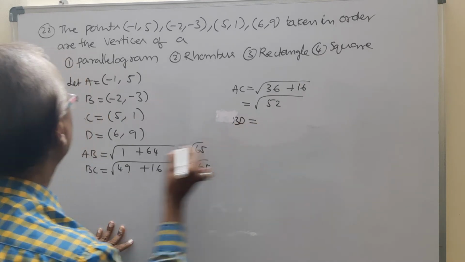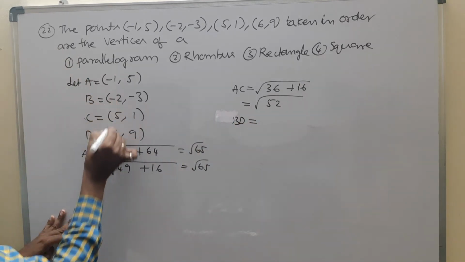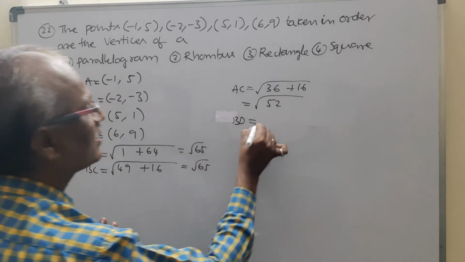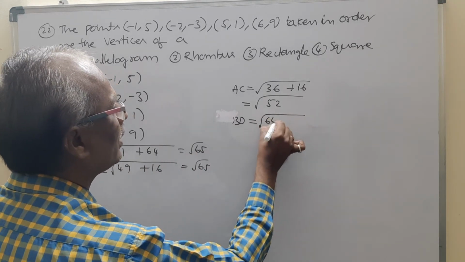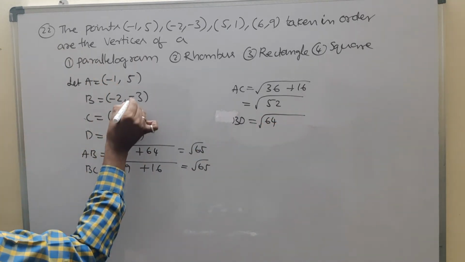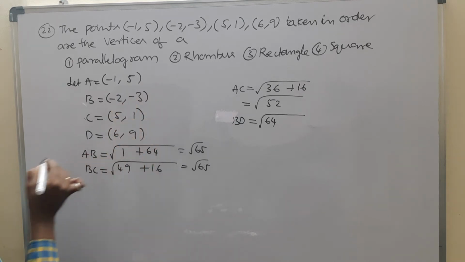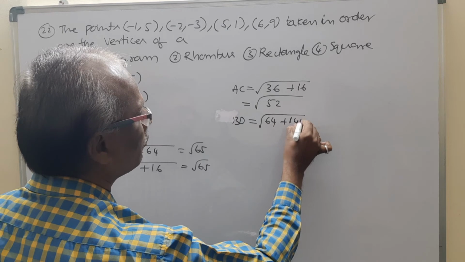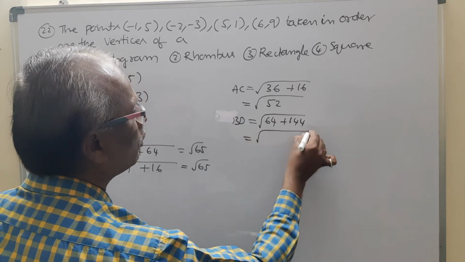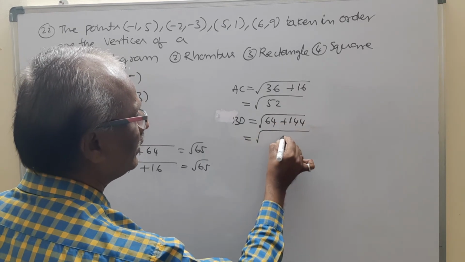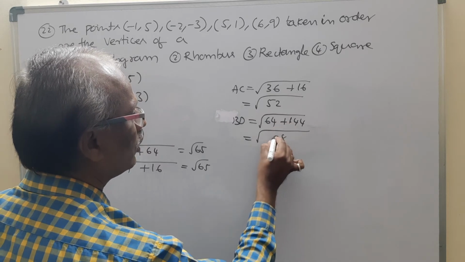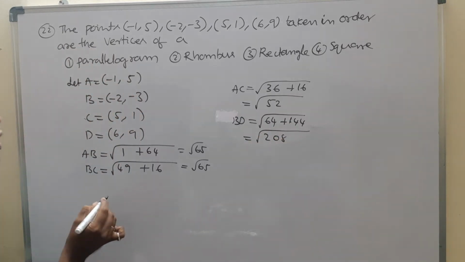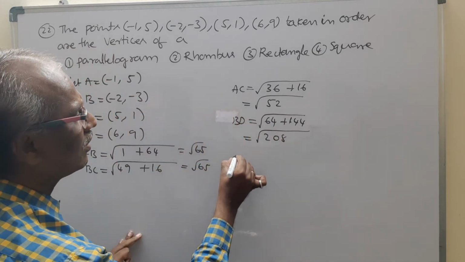These are the diagonals. BD: minus 2 minus 6, minus 8 whole square, 64. Minus 3 minus 9, minus 12 whole square, 144. Here add 64 plus 144, which is 208, root 208. We observe that here the diagonals are not equal.